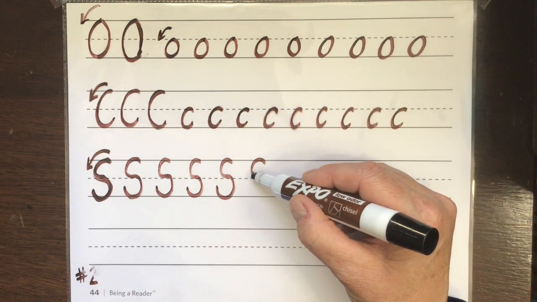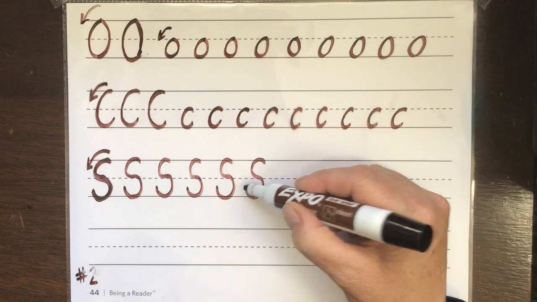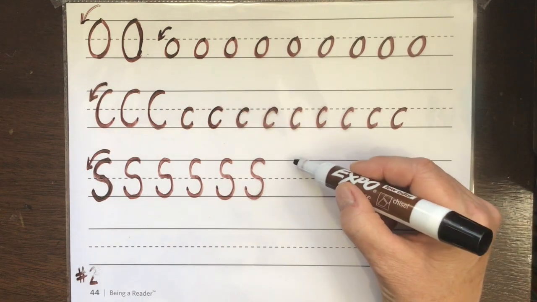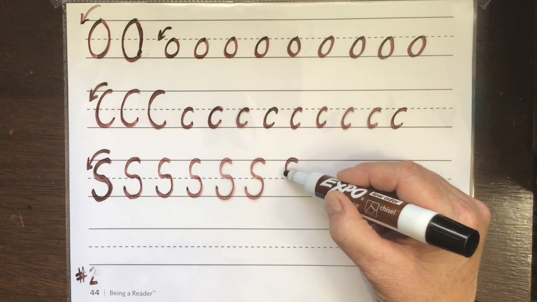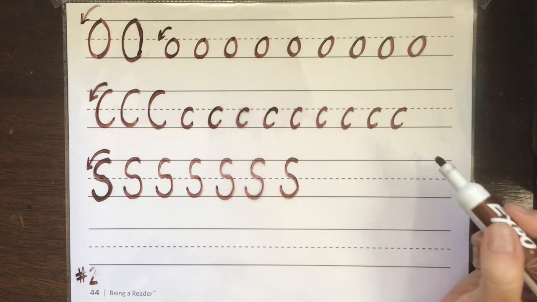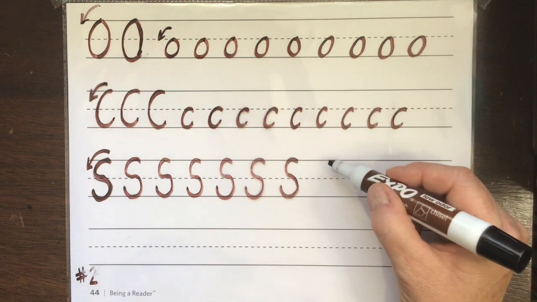Around and back. Nice. Take your time with your S's. That can be a little tricky. Around and back. S. Let's say that together. S.